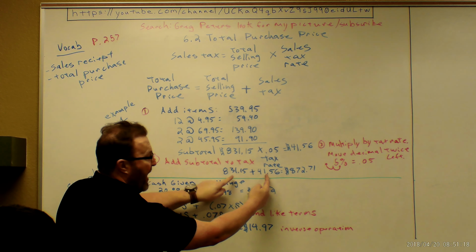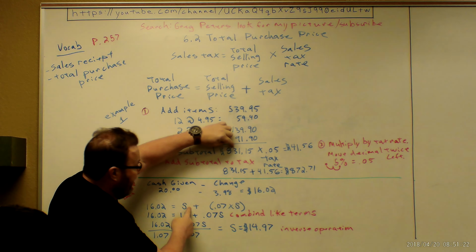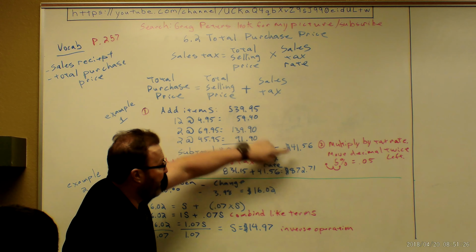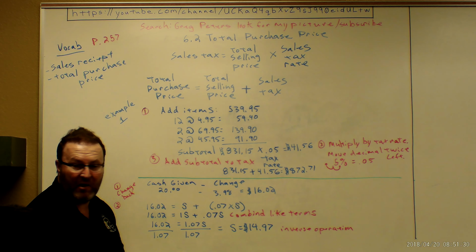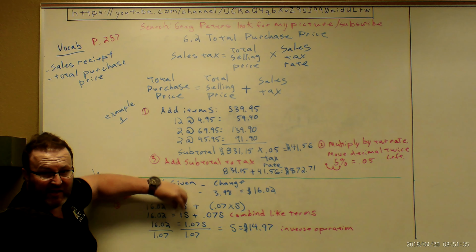We added these together, right? Well, how did we figure this out? Here's the S, there's the amount, and this is S times 7%, or this amount times 5%. It's the same exact thing here. It's just that something's missing and we've got to solve for it. Make sense?